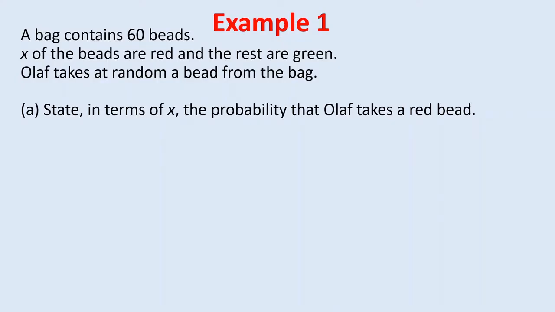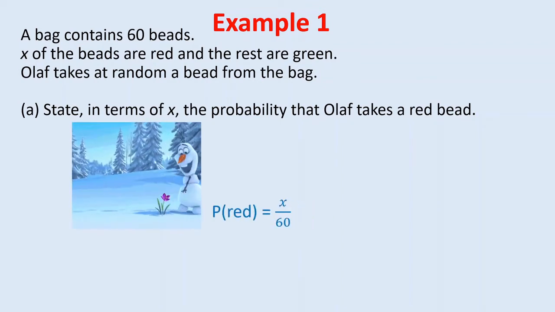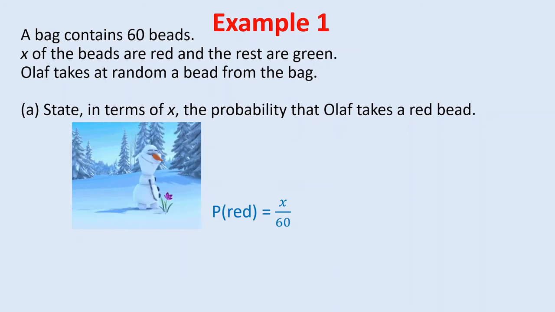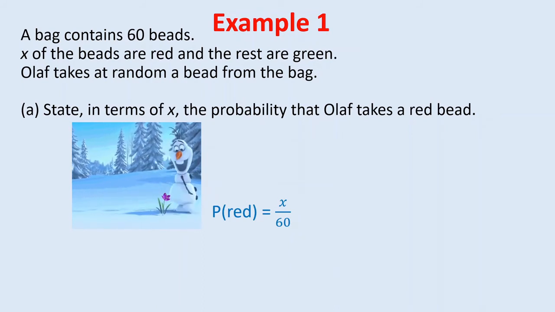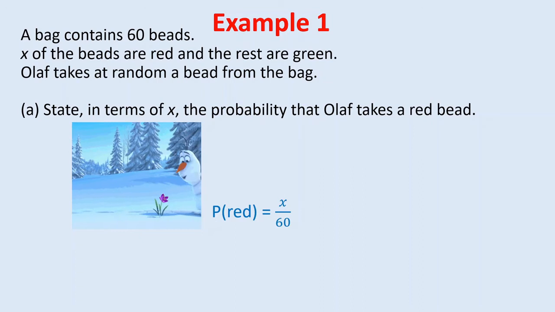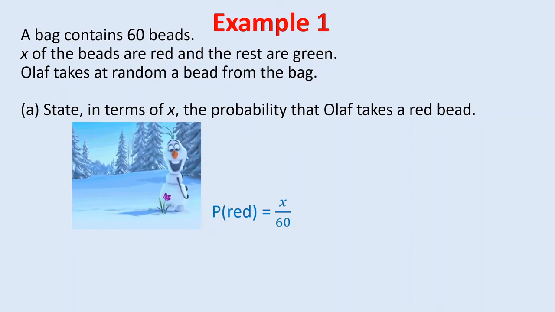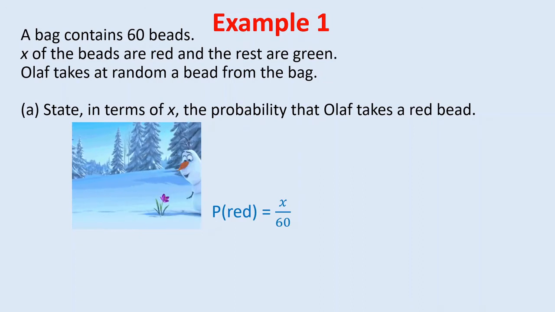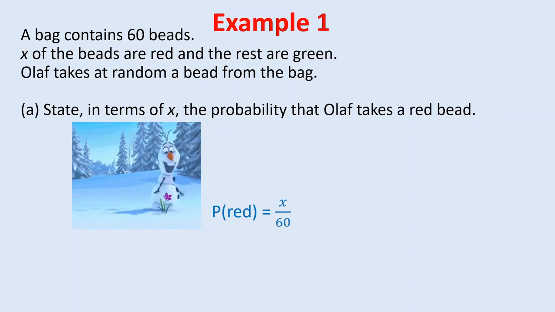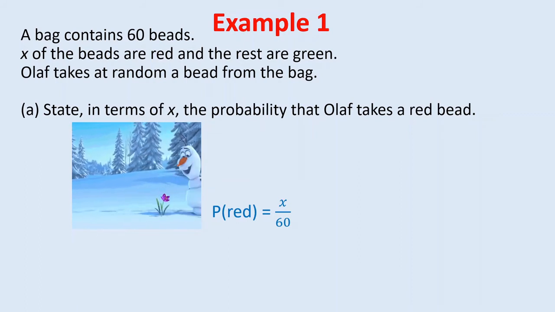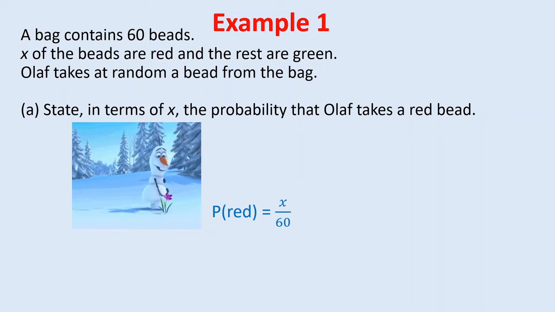Now, this is kind of a gift as a question. It might be one of the first few questions on an exam because it doesn't require much work. If there are X red beads and there are 60 beads altogether, the probability of choosing a red bead is X out of 60. Now, that must be written as a fraction, not in words, because the answer is not X, it is X divided by 60, whatever that value may be.